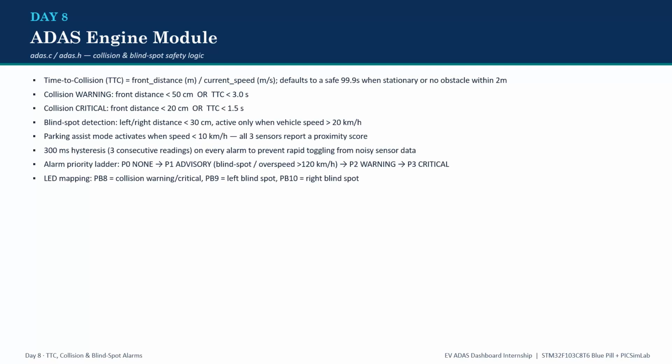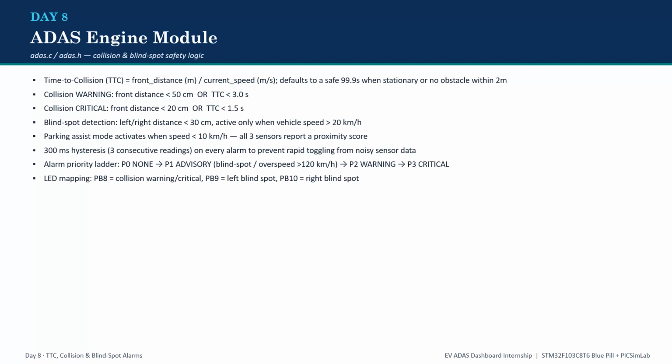For blind spot detection, I compared the left and the right distance against a 30 centimeter threshold, but only when the vehicle speed is above 20 km per hour. So it doesn't falsely trigger while parked. Below 10 km per hour, the system instead switches to parking assist mode using all 3 sensors.